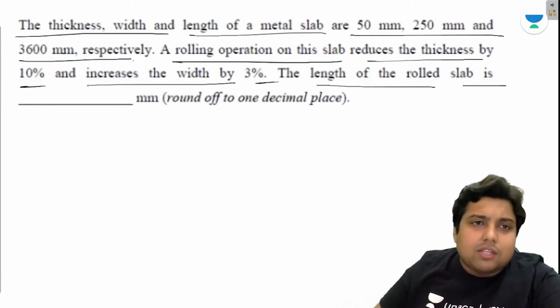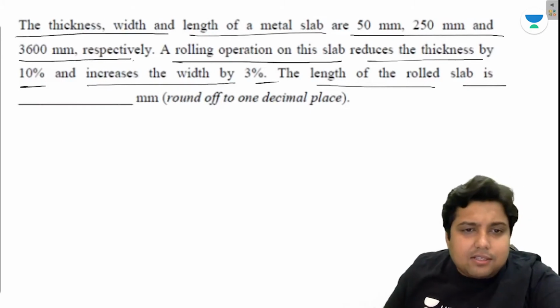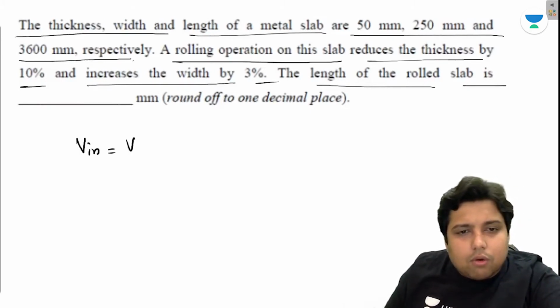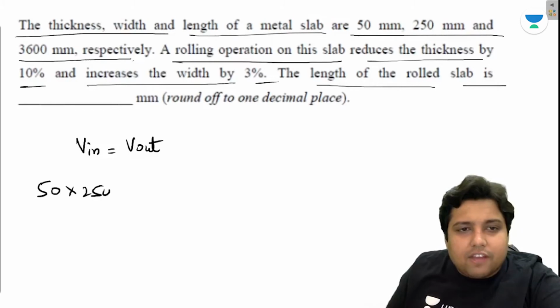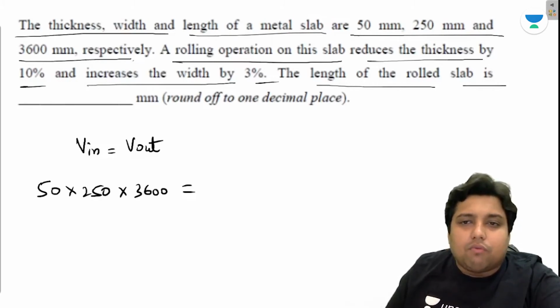So as you can see, the concept here is that the total volume in is equal to the total volume out. So with that note, I am going to calculate the total volume in, that is 50 into 250 multiplied by 300, which is equal to V out.